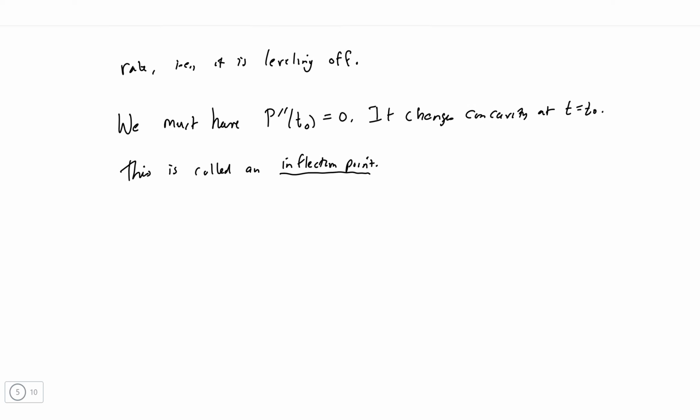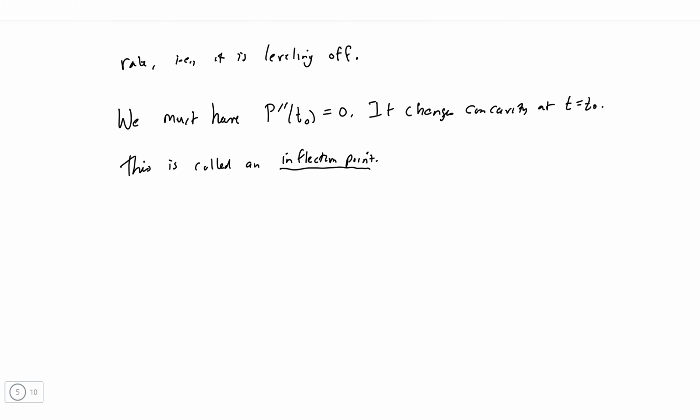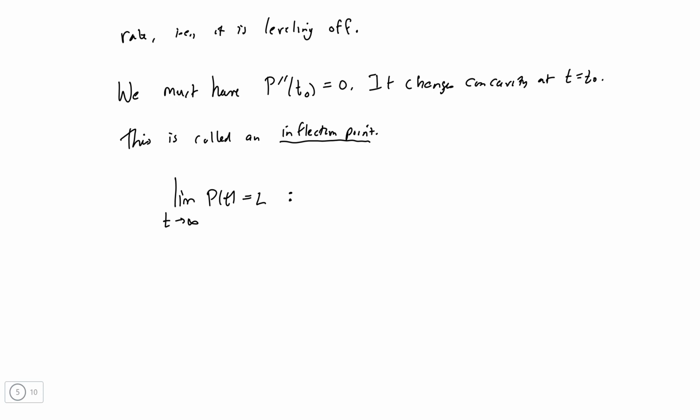And one other thing we saw before, but let's just refresh our memory on it. We saw that the limit as t goes to infinity of P(t) is equal to L. This is how we first introduced the logistic equation, when we looked at limits. So this L is called the carrying capacity of the environment. If you take some biology, you'll likely see this.